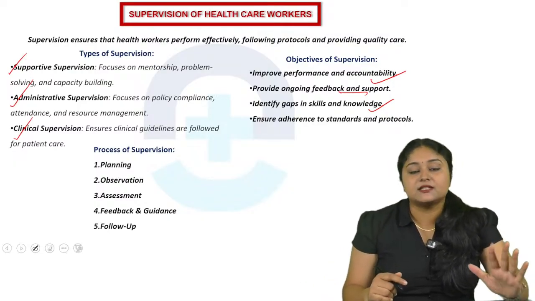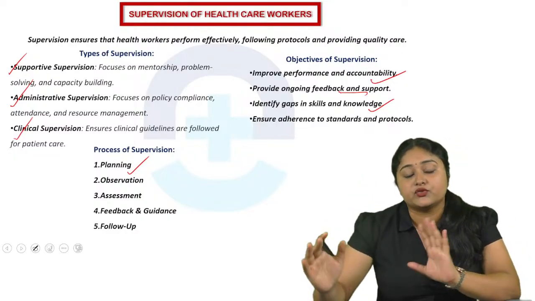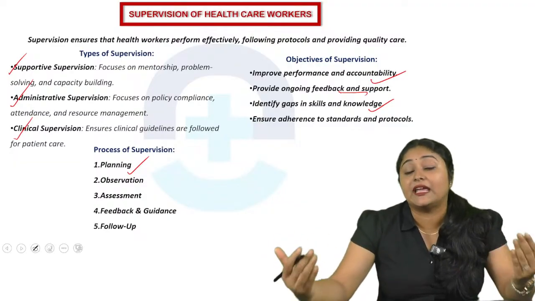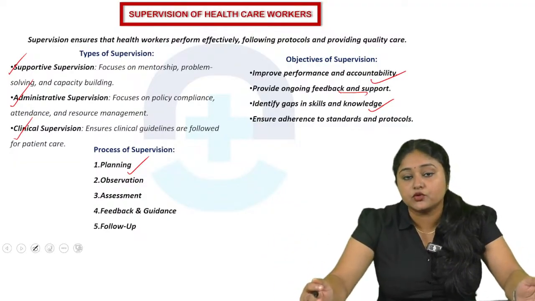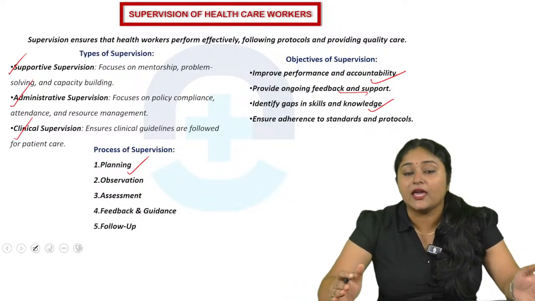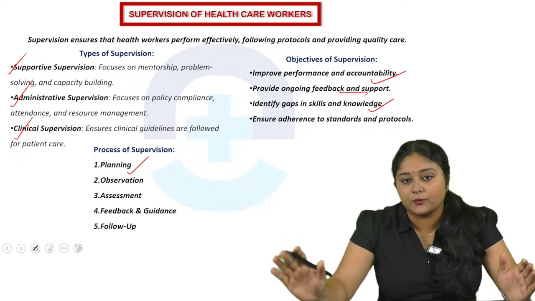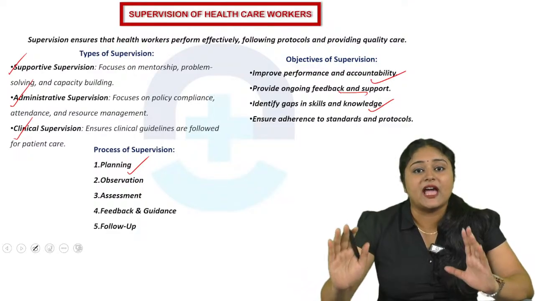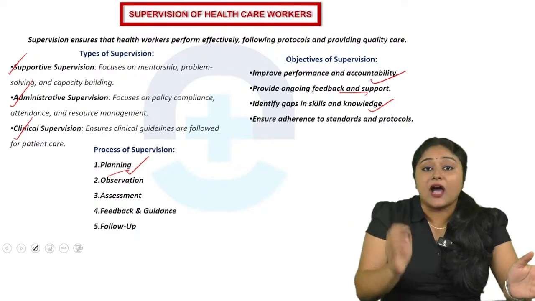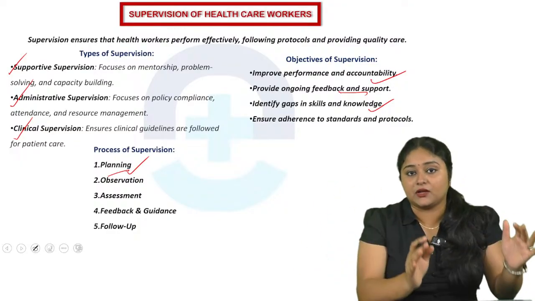So what is the process? First is planning. When a nursing in-charge plans to give proper training to nurses, what do they have to do? First they have to assess how much the nurses know about that particular task, how they have to improve it and in which places. Based on that assessment they do the planning, and after that they implement their plan with the nursing staff.